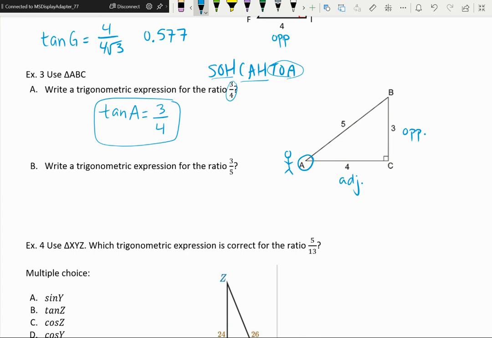And it's the same work for problem B. Write a trigonometric expression for the ratio 3/5. All right, well, I didn't identify 5 before. That's the hypotenuse. So now I want to use 3 as the opposite and 5 as the hypotenuse. So I'm looking through SOHCAHTOA to figure out which one uses opposite and hypotenuse. And that's going to be sine. So the sine of A is equal to 3/5.